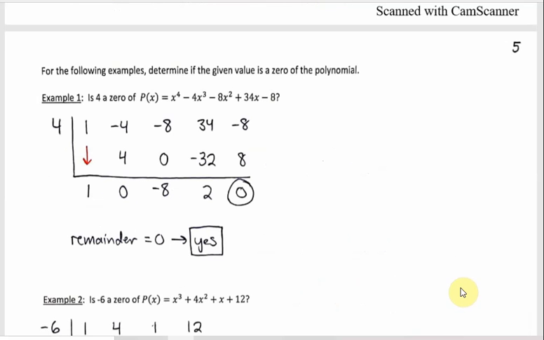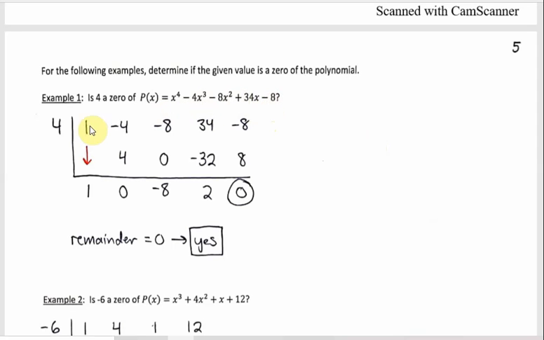So you could use synthetic division to figure out if a given value is a 0 or a root of a polynomial. Because if the remainder is 0, then it's going to be a 0 of the polynomial. If the remainder is not 0, if it's anything else, then it's not going to be a 0 of the polynomial. So this first one is for a 0 of this polynomial.